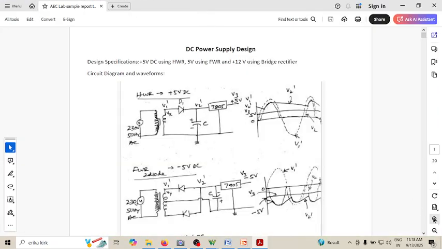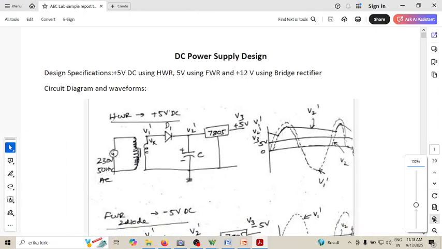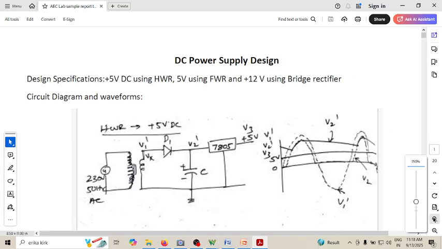Okay, this is the template of the DC power supply. Of course, this particular report has a design specification for the DC power supply design. So we want a plus 5 volt DC voltage using a half wave rectifier, minus 5 volt using a full wave rectifier with two diodes, and plus 12 volt using a bridge rectifier. So these are the objectives.